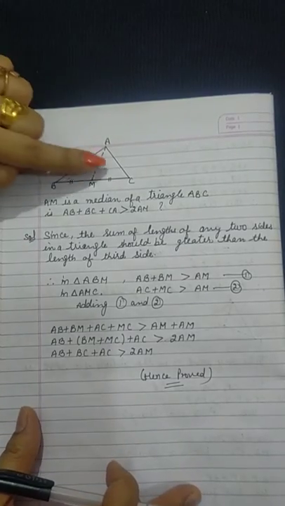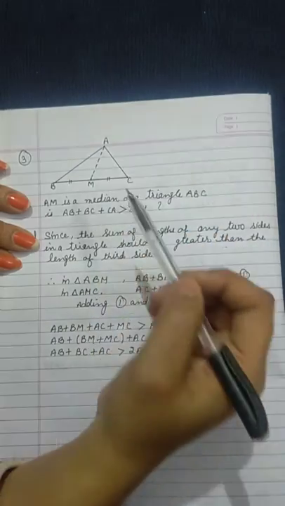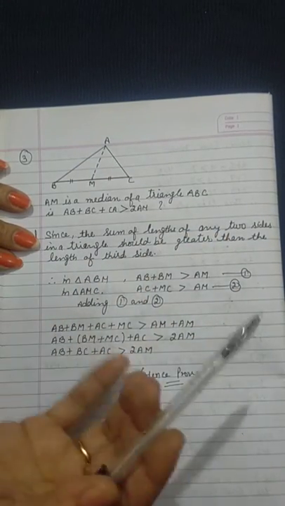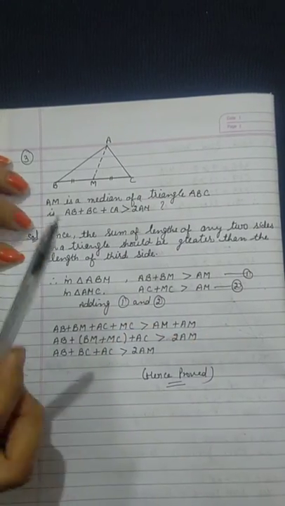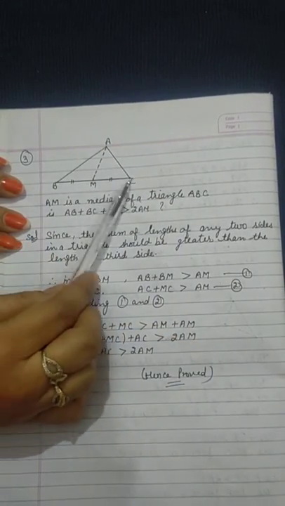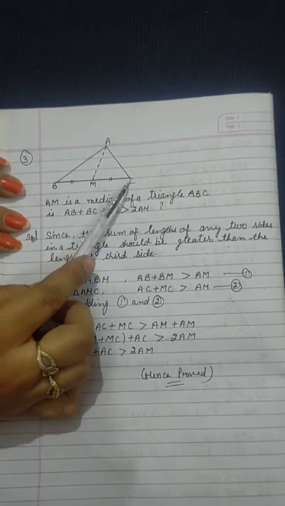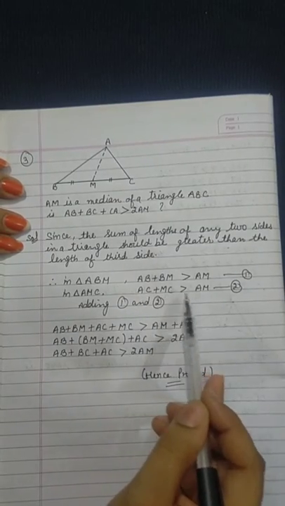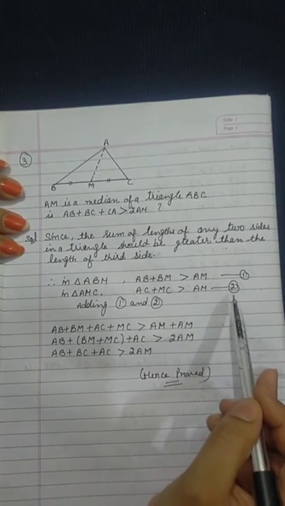Then I will take the other triangle, triangle AMC. In triangle AMC, again AM will be on the back side of the greater than sign. Means here AC plus MC. You can write MC or CM, both are the same. AC plus CM is greater than AM. See here, AC plus MC is greater than AM. Now give it name 2.